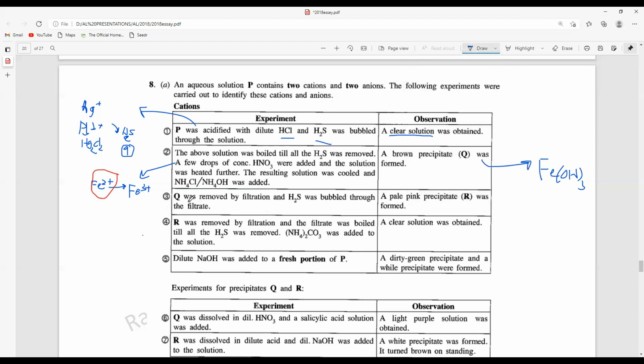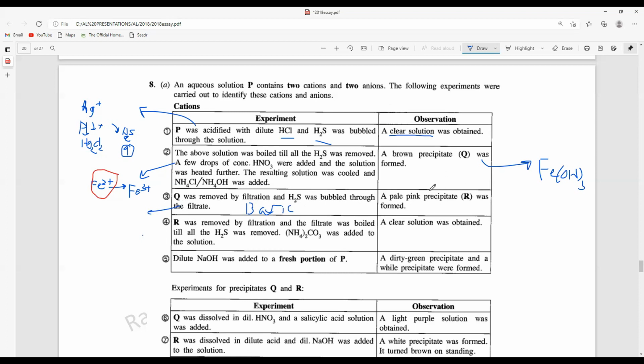Okay, and the third, Q was removed by filtration. So ferric hydroxide was removed by filtration and H2S was bubbled through the filtrate. Now here the condition is basic, as we have discussed previously also. When you add this buffer, ammonium chloride and ammonium hydroxide, the solution becomes a little basic in nature. So when you add H2S, now there will be other sulfides that can be formed, for example manganese sulfide, cobalt sulfide, nickel sulfide, zinc sulfide. So all these 4 sulfides can be formed.